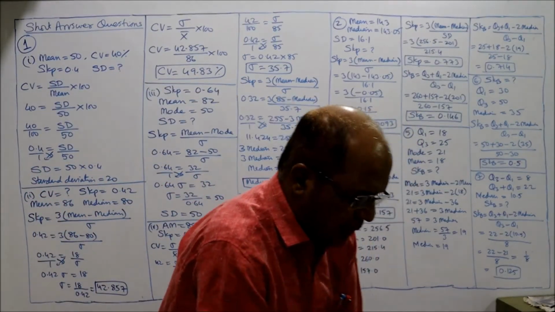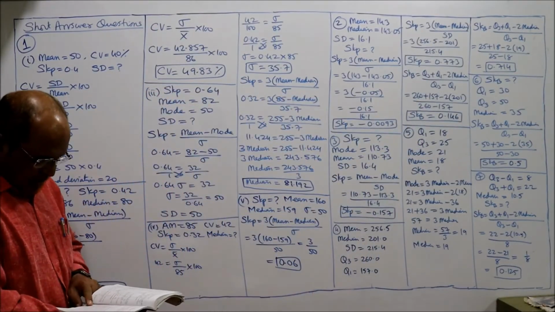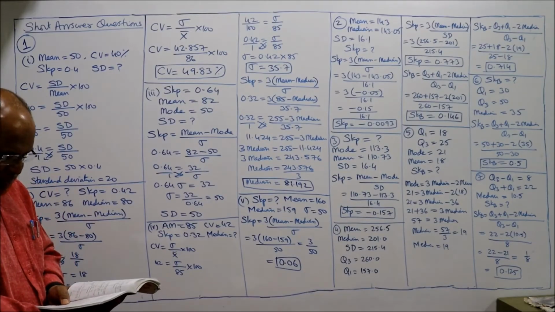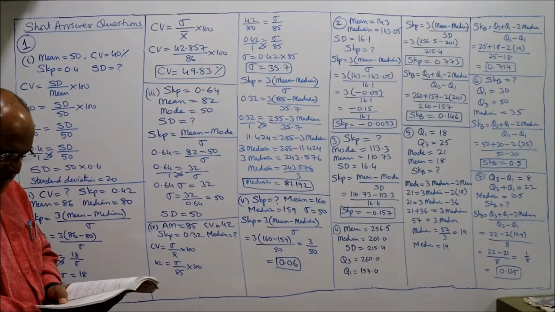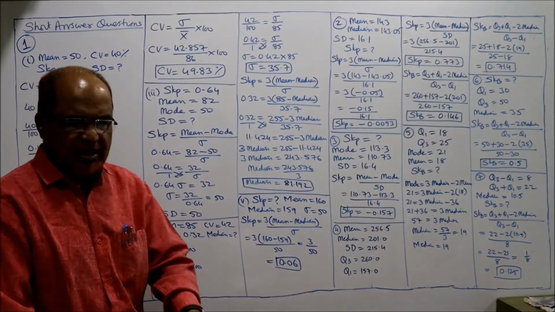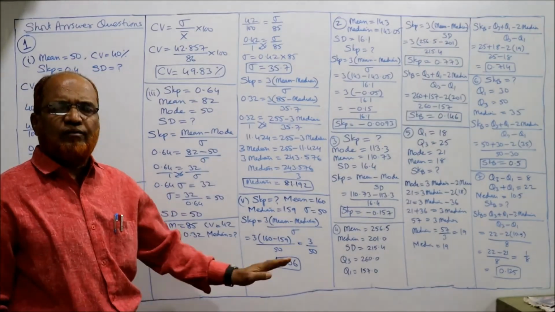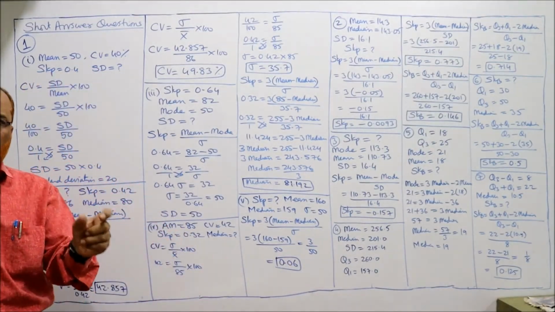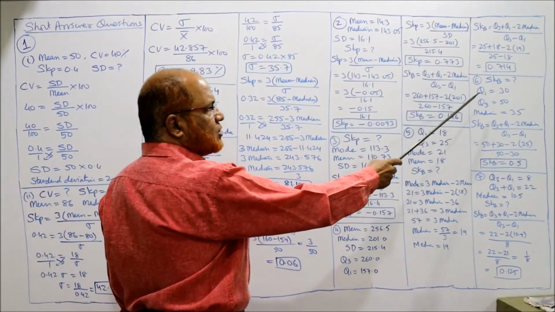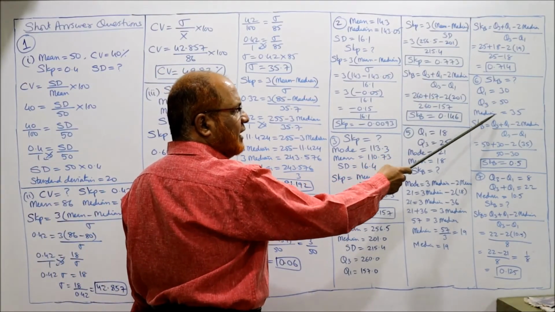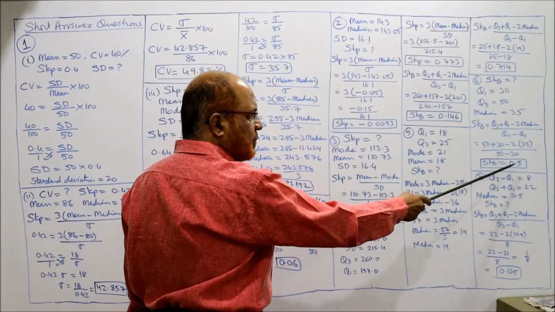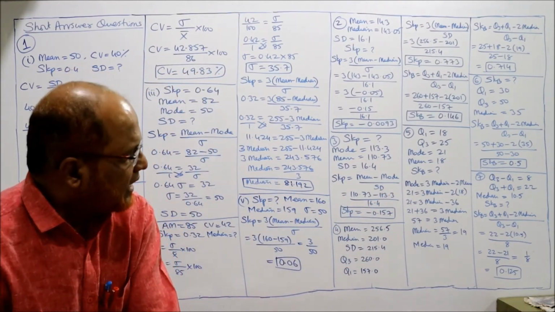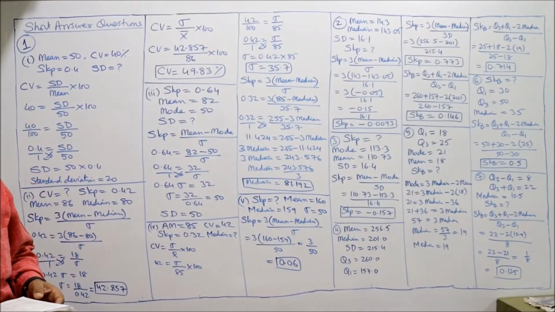Now see the sixth problem. Calculate Bowley's coefficient of skewness, then first quartile 30, third quartile 50 and median is 35. Straightforward problem, no confusion. Q1 is given, Q3 is given, median is given. So Q1 30, Q3 50, median 35. Substitute कर दीजिए SKB 0.5. Next, seventh problem you see.